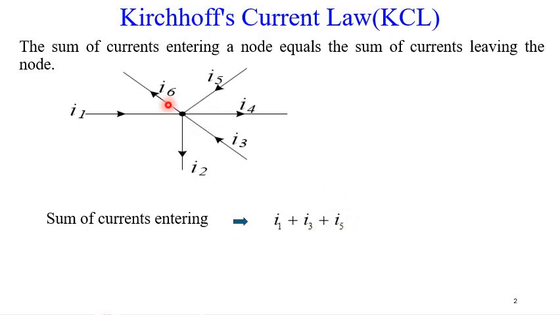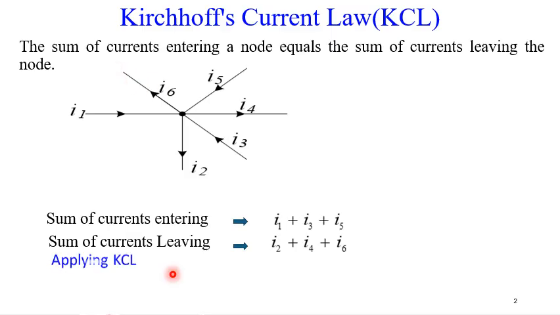Then we also find the sum of currents leaving. The currents that are leaving are I6, I4, and I2. So we write it down, and now we have to apply KCL. How do we apply it? The sum of currents entering a node equals the sum of currents leaving the node. So we can simply write I1 plus I3 plus I5 is equal to I2 plus I4 plus I6.